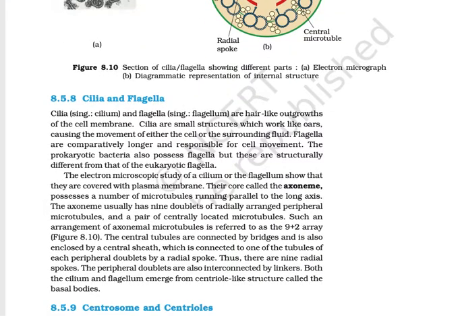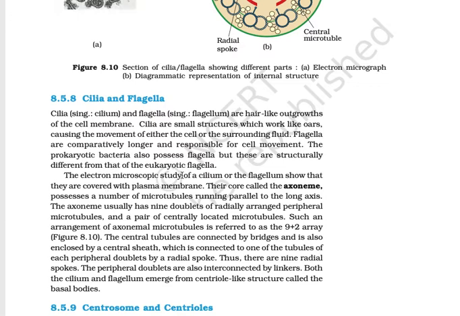Cilia and flagella. Cilia, singular cilium, and flagella, singular flagellum, are hair-like outgrowths of the cell membrane. Cilia are small structures which work like oars, causing the movement of either the cell or the surrounding fluid. Flagella are comparatively longer and responsible for cell movement. The prokaryotic bacteria also possess flagella, but these are structurally different from that of the eukaryotic flagella.